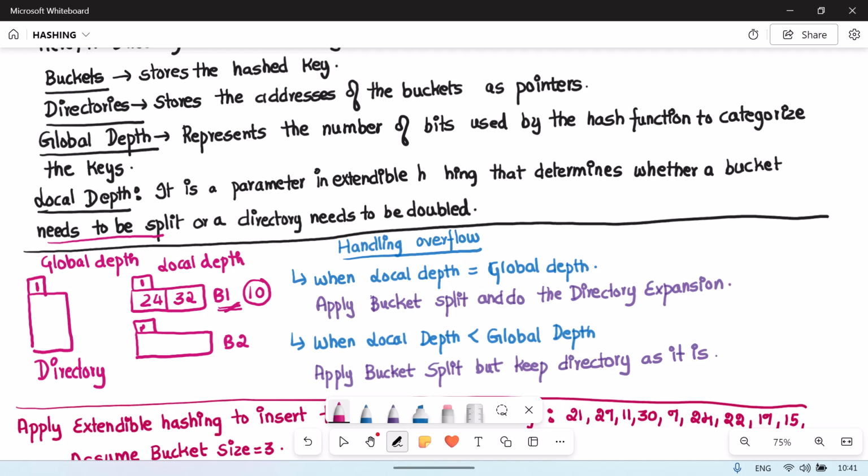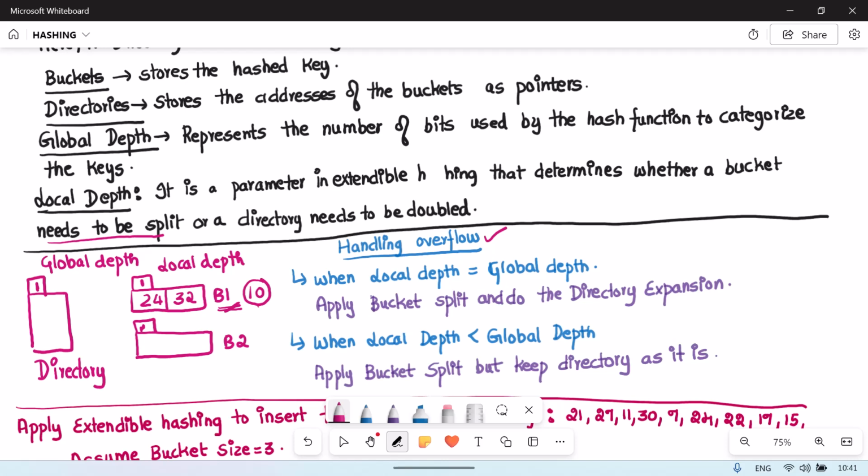When I want to insert the value 10, I can't do that in bucket 1. Why? Because 2 is the size of that bucket. That means I can have up to 2 values. So 2 values are already filled, 24 and 32. Now, if I want to fill one more value 10, it will not be allowed because that will lead to a situation called overflow. So I can't include 10 in bucket 1.